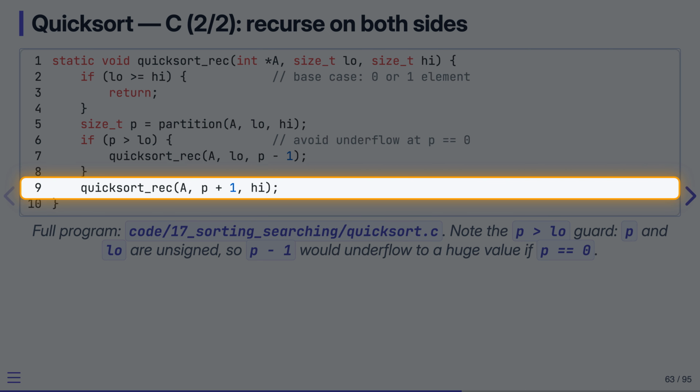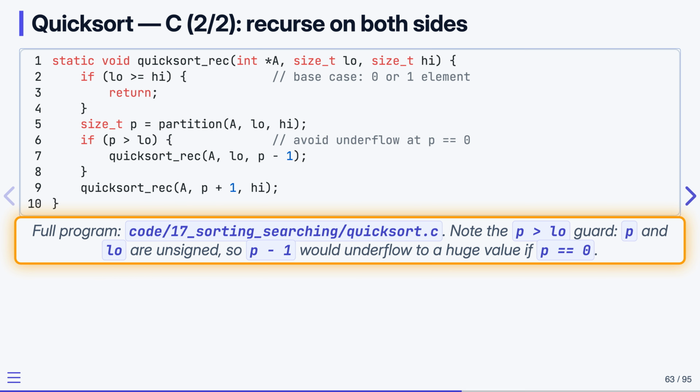Then we recurse on the right side from P plus 1 to high. The pivot at P is excluded from both calls because it is already in place. The full program is in the Quicksort file, and the note there spells out that same unsigned underflow reason.